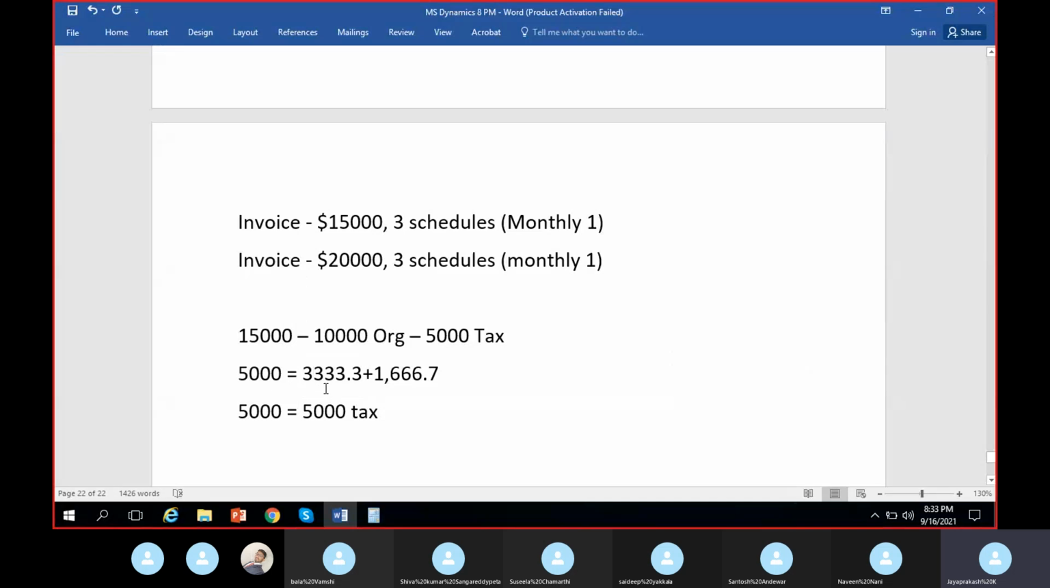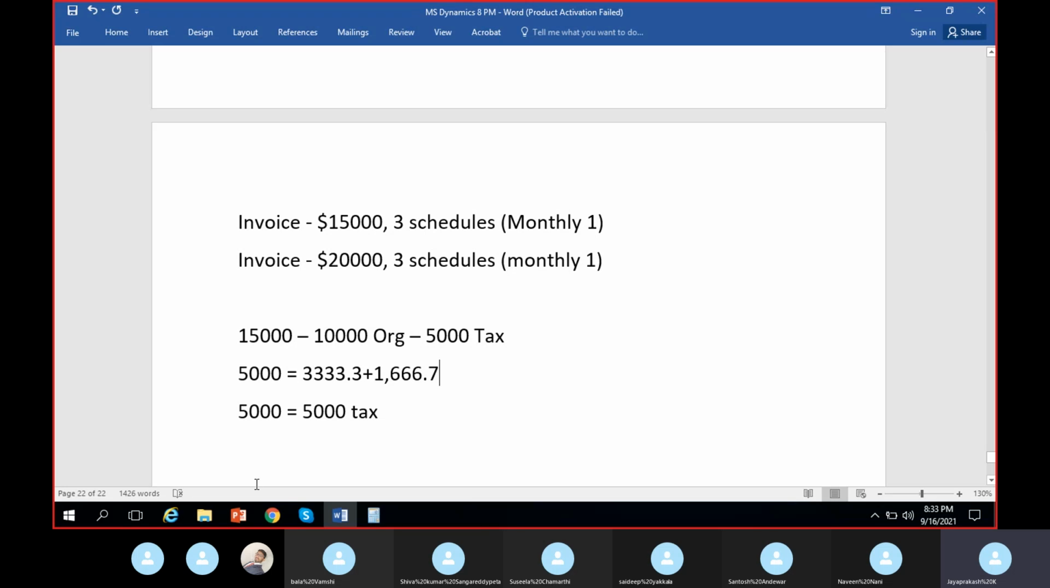Like in the first installment, 3,333.3 will be the original amount and the remaining amount will be the tax amount. In the same way, in every installment you will have the same pattern. Second installment also you will have the same pattern. Third installment also you'll have the same pattern. Totally 15,000 will be paid. So this is when you select the proportionally method. Is it clear until here? Yeah. Bala, I want acknowledgement from you as well. Is it clear until here? Yes.